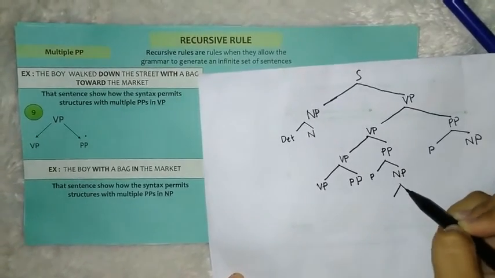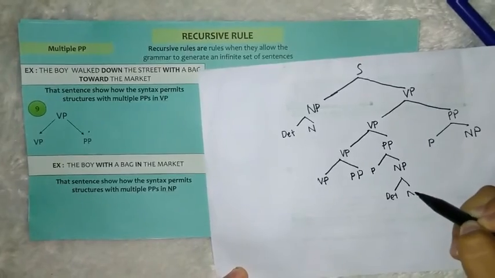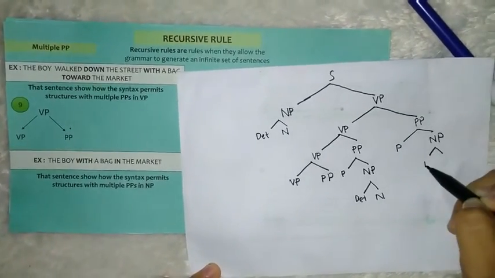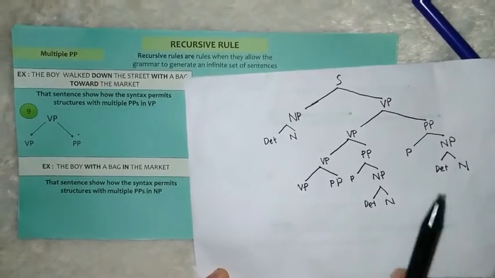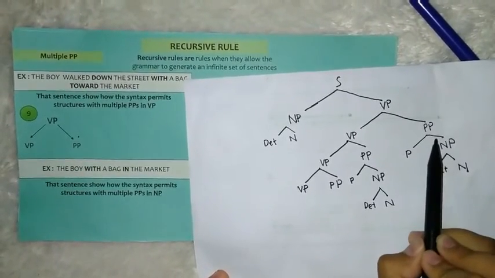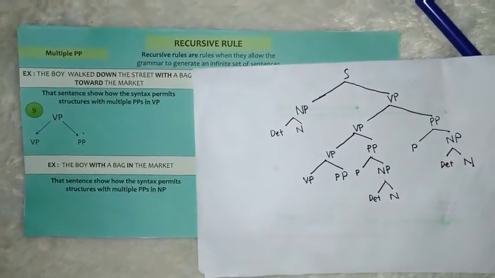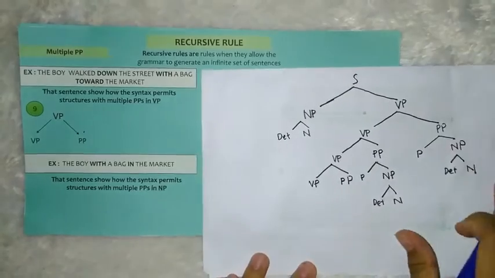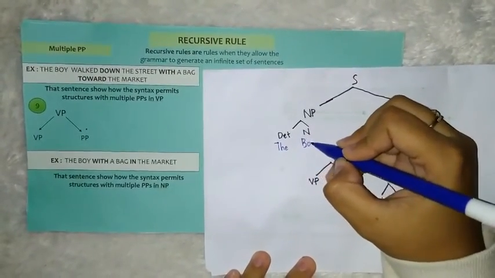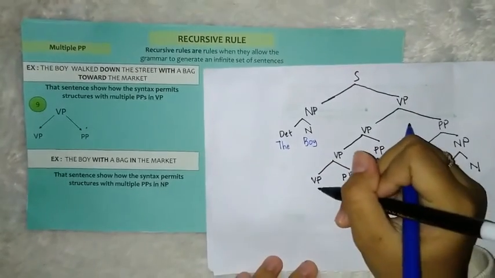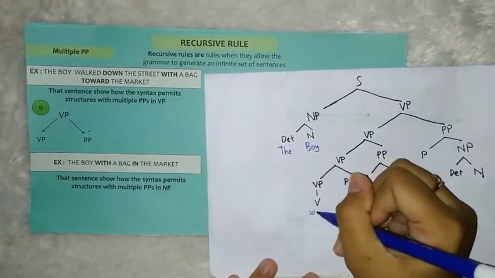And noun phrase is the basic rule: determiner with noun, determiner with noun. Here we already have 3 prepositional phrases. 1, 2, 3. So we're gonna transfer this sentence. The boy. Oh yeah, forgot. This verb phrase is verb alone. Walk.